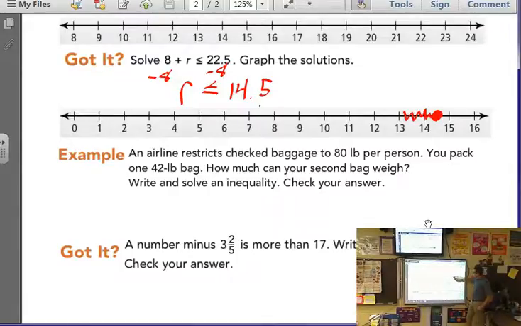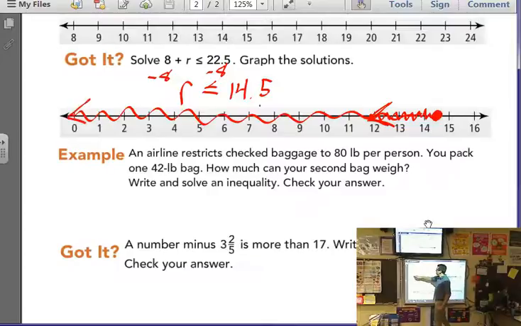Left. And here, if you want to make your life easy, you don't have to shade the whole number line. You can just start shading and then put your arrow. Now if you want to really show all the solutions, you can shade the whole thing and put your arrow at the end. But either of those is the same thing.